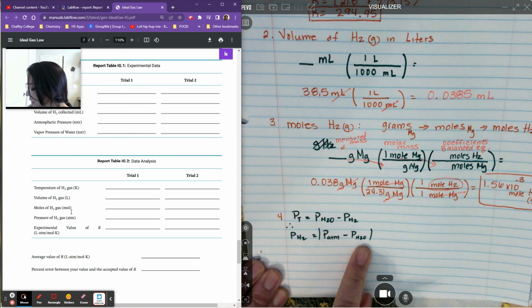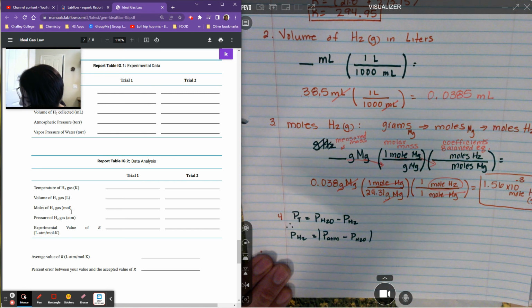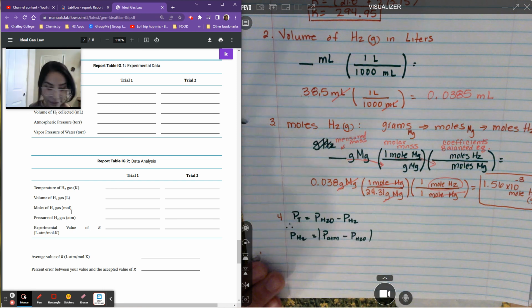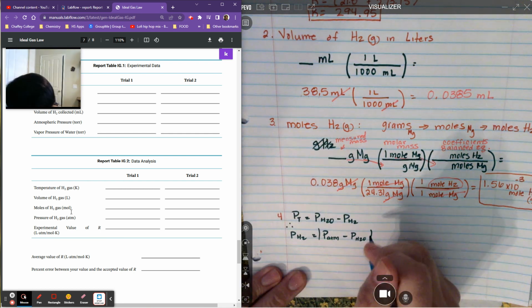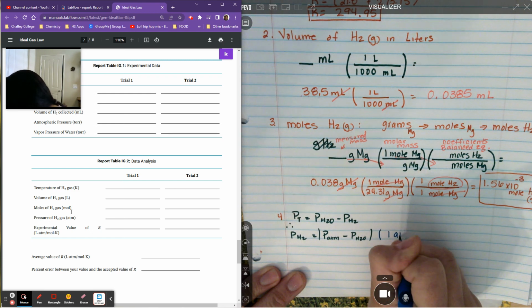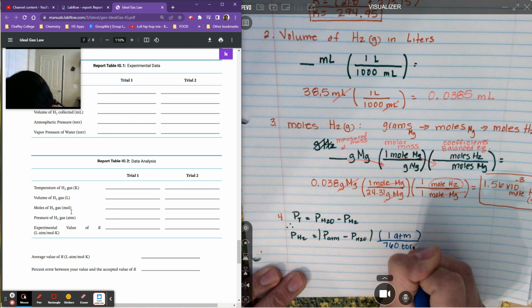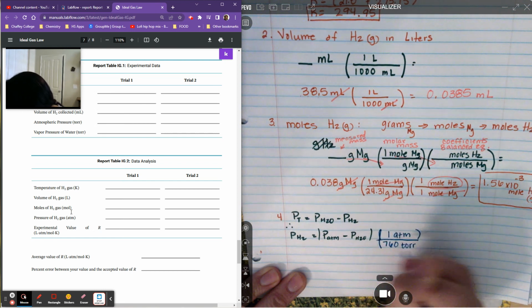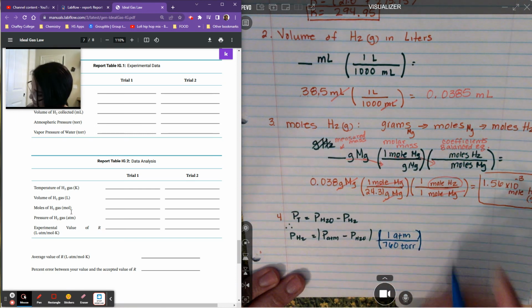And then this is going to be in Torr. So then we have to convert this Torr into atmosphere. So we're going to take whatever we have here and we're going to add a step to it. And that step is going to be to convert it into atmosphere. So we would say, all right, in 1 atmosphere, which is what we want, there is 760 Torr. So step 1 and step 2.